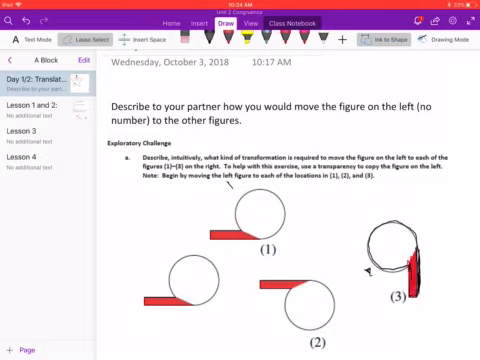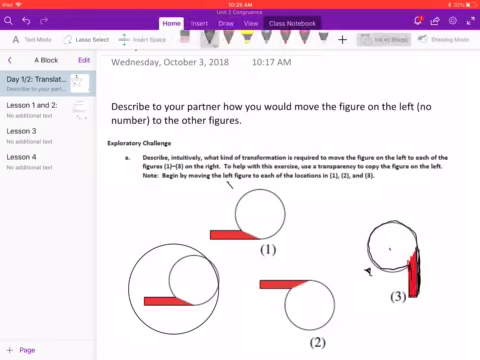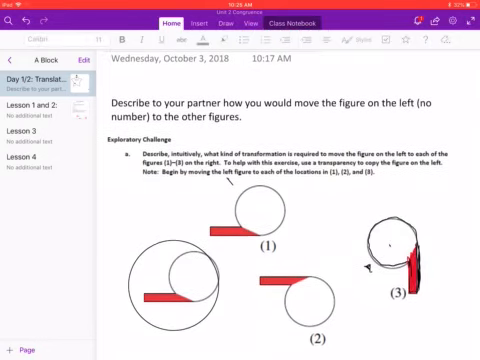Now you can see that's how I switch from the original position over here to this one. I slid it over, I moved it over, and then I rotated it to get to this position, number 3. Now the last one is a little bit harder.